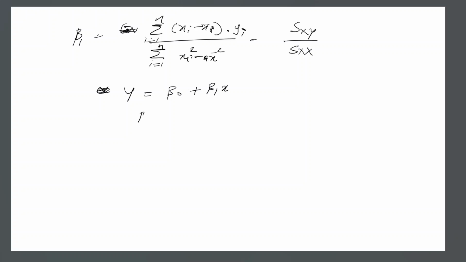So now to estimate beta naught, it is the mean y bar minus beta 1 into x bar. If we estimate beta 1 first, we can estimate beta naught consequently. So now we have the formula for beta 1, that is Sxy by Sxx.